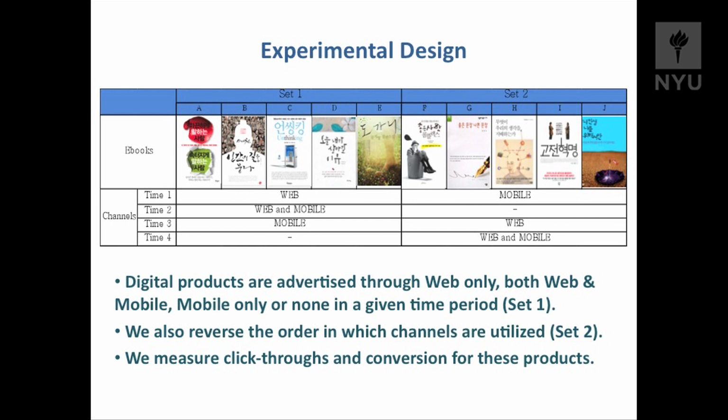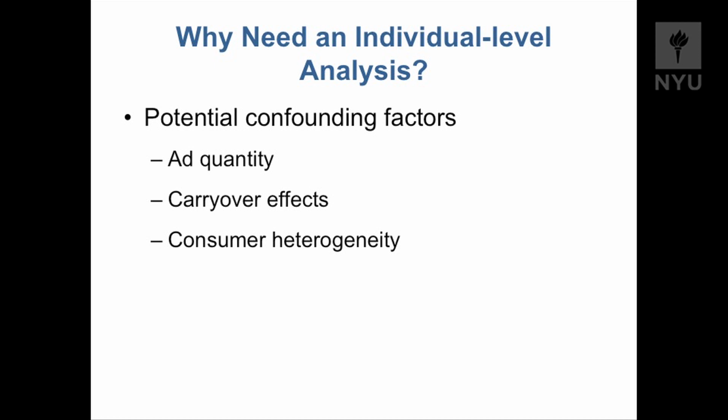And so we are essentially looking at clicks and conversion, right? Why you need an individual level analysis or user level data is because, look, ad quantity might make a difference. If I see 2 ads on the web channel and 1 on the mobile, I might end up having confounding results. So you got to control for the fact that you should have the same number of exposures on both web and mobile for a given user. You can have carryover effects. I see an ad today, doesn't mean I buy it tomorrow. I might buy it 2 weeks from now. So again, if you have individual level data, then you can control for potential carryover effects. And there's obviously issues of consumer heterogeneity as well.